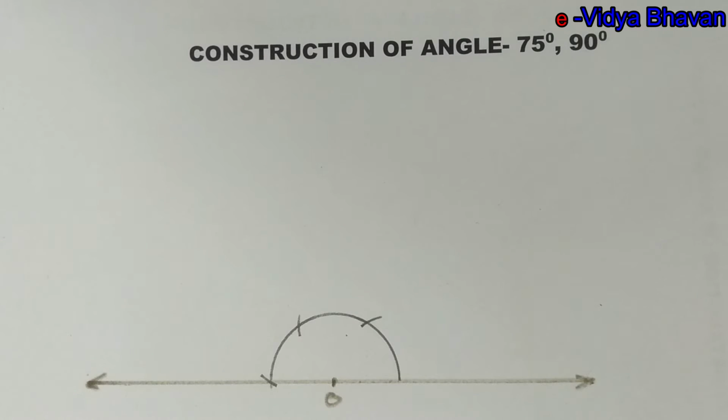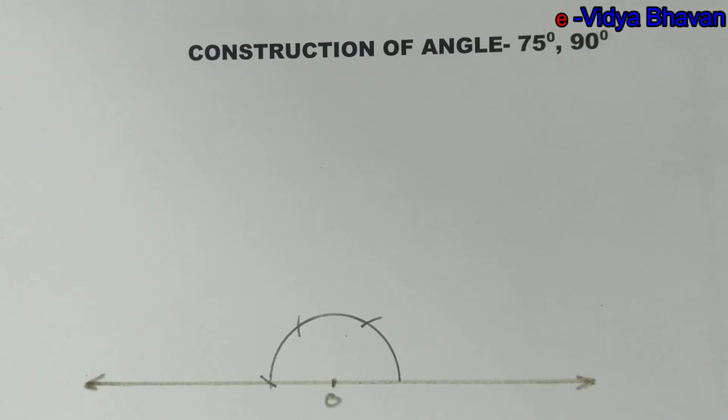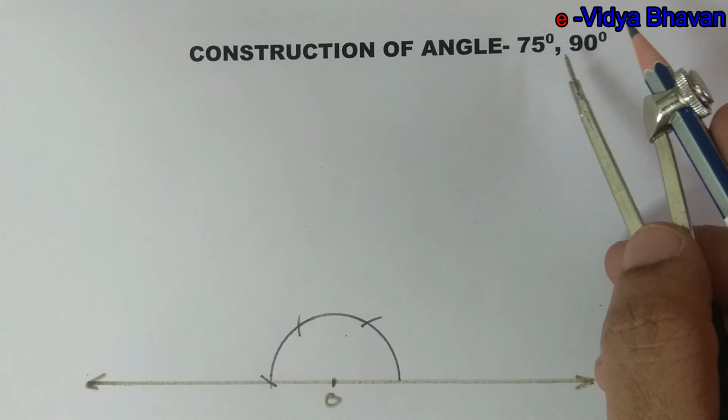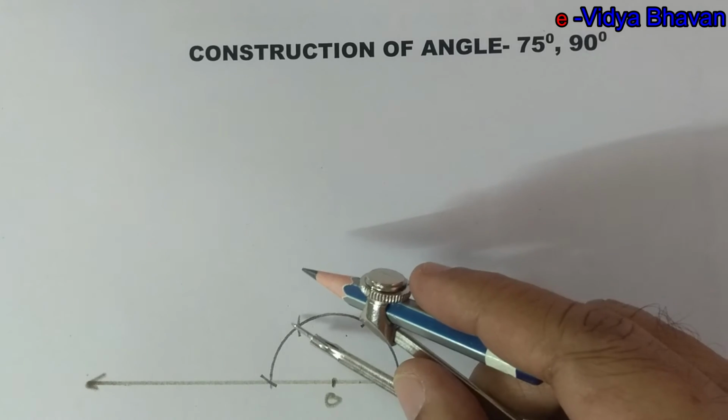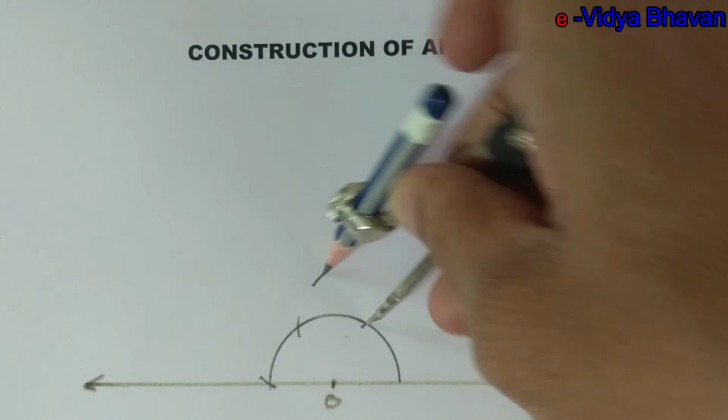Here we are going to draw 75 degree and 90 degree with the help of compass. The ray is already drawn, semicircle is already drawn, and the arc of 60 degree and 120 degree is already drawn, which we have already done in the previous lecture. Now, first we will try to draw 90 degree. So taking this 60 degree arc and 120 degree arc, directly we will draw the bisector.